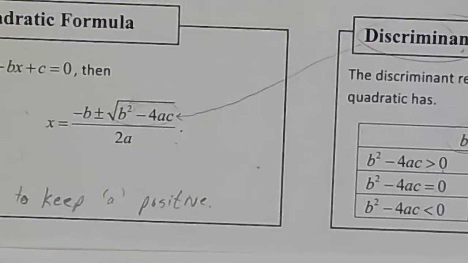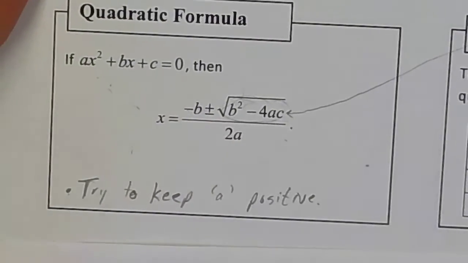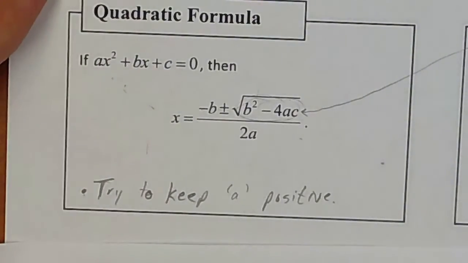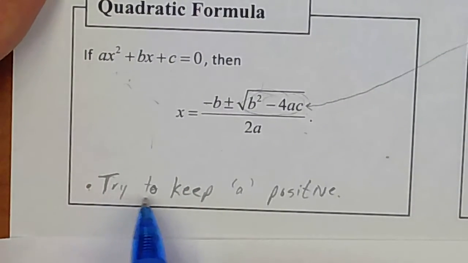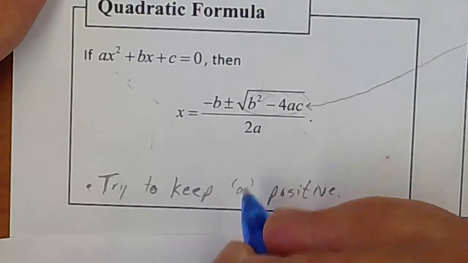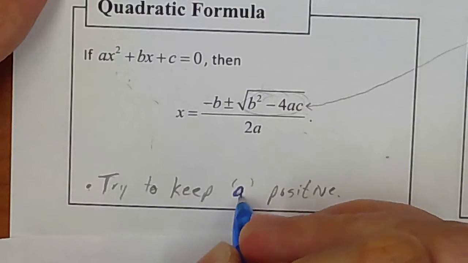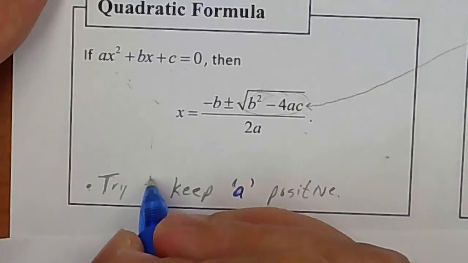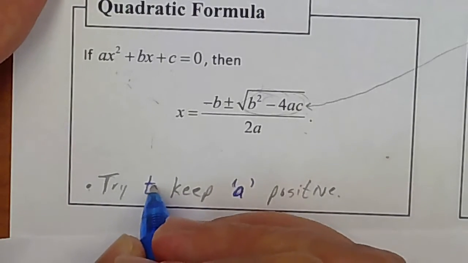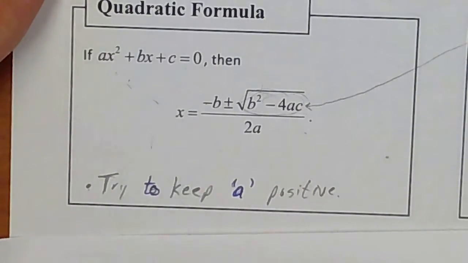Okay, one thing I definitely want you to write down, whenever we're trying to solve quadratic equations, whether we're factoring or using the quad formula, we always want to try to keep a positive. Write that in there. Try to keep a positive. Don't even try, just do it, because it's easy to do.